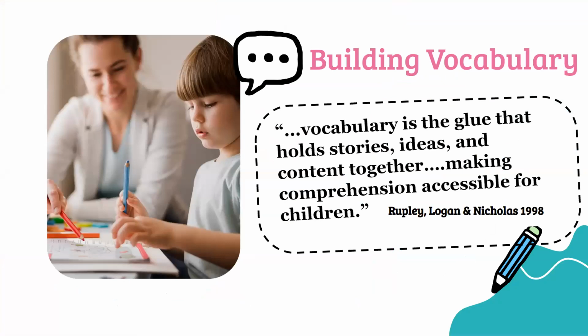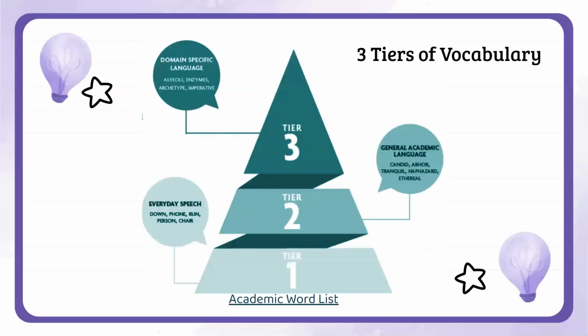When we're building background knowledge, we're helping build that glue that holds all of those ideas and content together. And our job is really to make sure that the curriculum that they need to access is comprehensible. We want to improve their comprehension. We want to give them access to the things that they're learning. So we need to look at the 3 tiers of vocabulary.